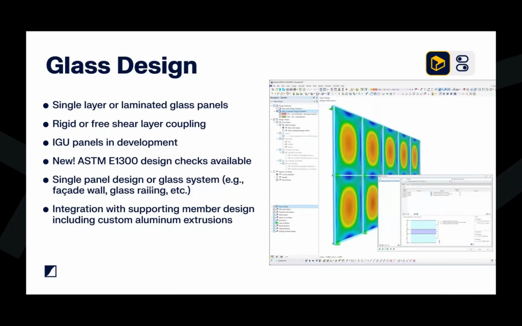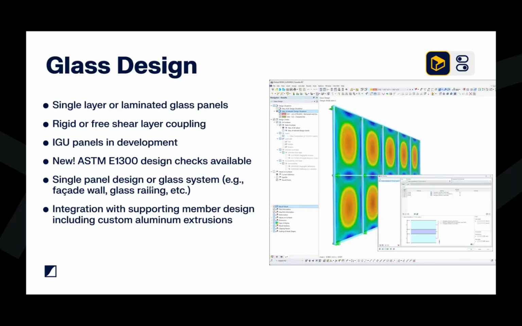Now, insulated glass panels. We previously had this in our older version, RFEM 5, but we wanted to do some updates and modifications to improve the analysis and design for IGU panels in RFEM 6. It's not quite ready, but we plan to release that towards the end of this year, and it will be integrated directly within the glass design add-on. What is new in RFEM 6 is the ASTM E1300. We previously did not have this in our older version, but now you can carry out the design checks of these glass panels according to this US standard.